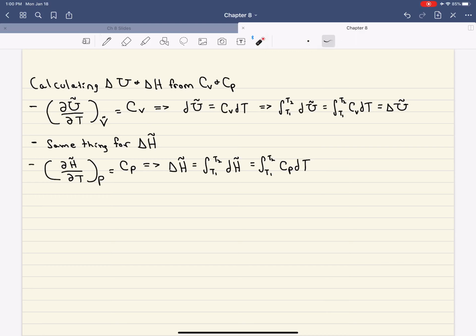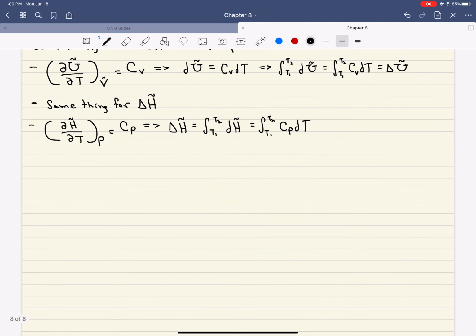Of course, the actual details of the math depend completely on whatever the mathematical forms of our Cv and Cp are. Depending on their state of matter, or even what type of chemical they are, their heat capacities are going to have different mathematical forms. So Cv and Cp are reported in different mathematical forms.